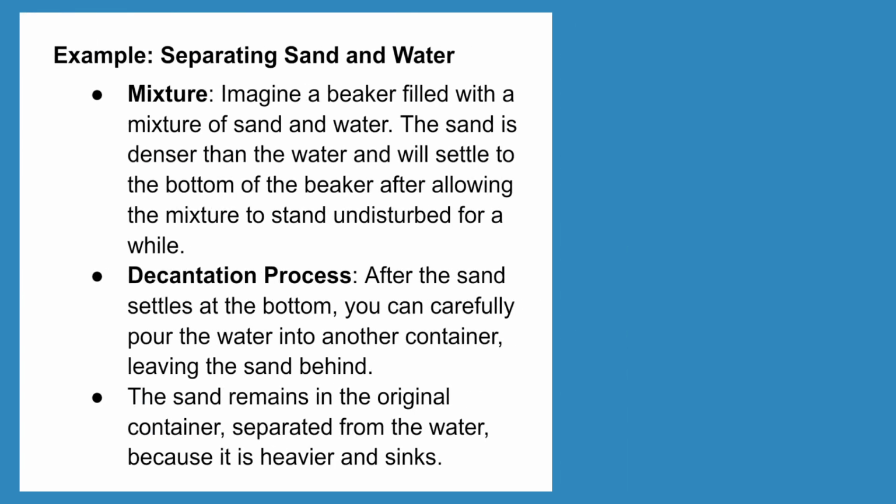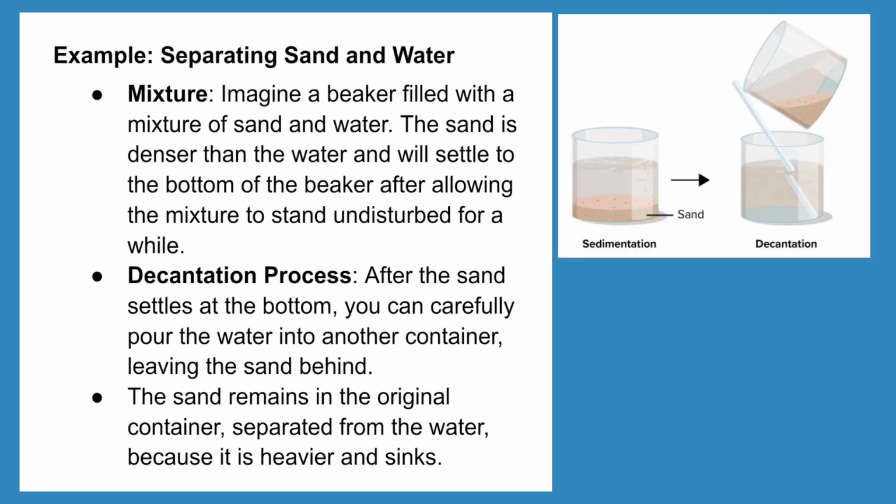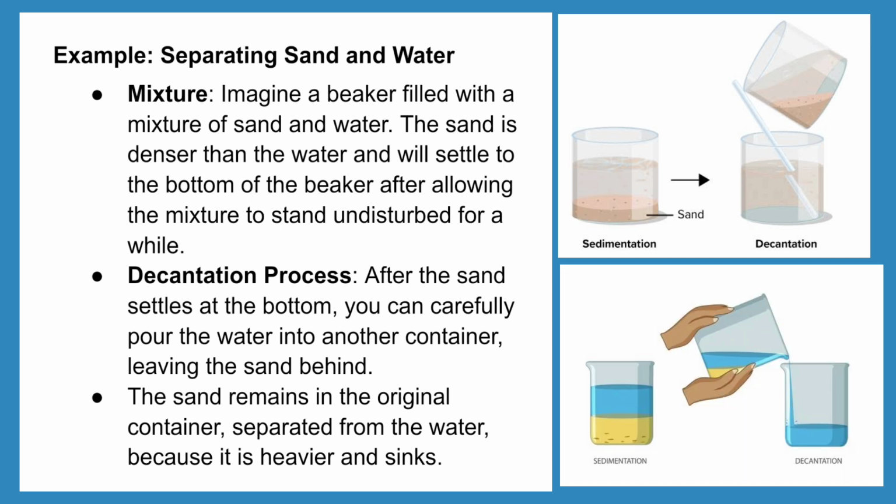Example, separating sand and water. 1. Mixture. Imagine a beaker with a mixture of sand and water. The sand is denser than the water and will settle to the bottom of the beaker after allowing the mixture to stand undisturbed for a while. 2. Decantation process. After the sand settles at the bottom, you can carefully pour the water into another container, leaving the sand behind. 3. The sand remains in the original container, separated from the water, because it is heavier and sinks. Now I'll show you a demonstration by separating soil and water.